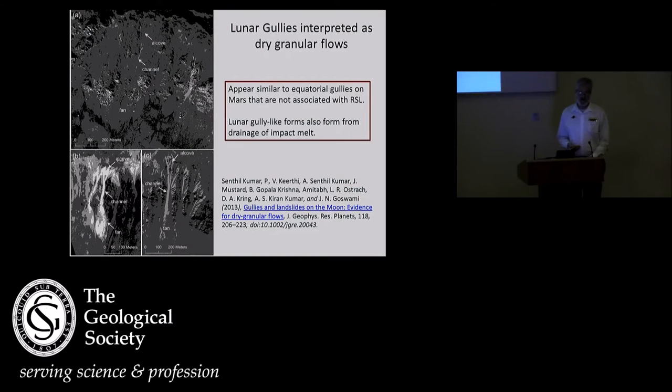Now, there are gullies on the moon that are interpreted as dry granular flows. Here are some pictures from LROC. These are pretty similar to the equatorial gully near Libya Montes that I just showed you. And I think these are also on very steep slopes. There are also gully-like forms on the moon that are related to drain back of impact melt. Those can actually look like debris flows.